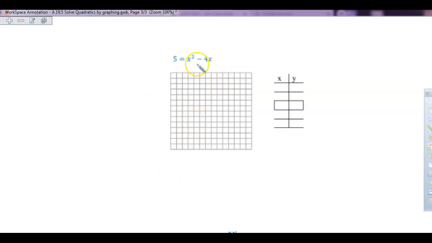I have this one. This one's a little more involved because I have 5 equals this. I need to get this over because I need to make this 0. And so to do that, I just want to subtract 5 from both sides to move it across. And so that's 0 equals x squared minus 4x minus 5. And now if I change this to y, there's my quadratic.